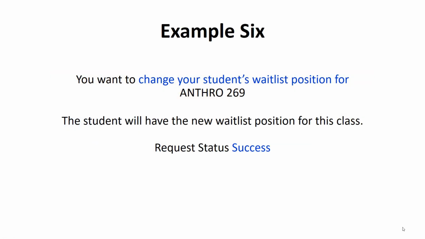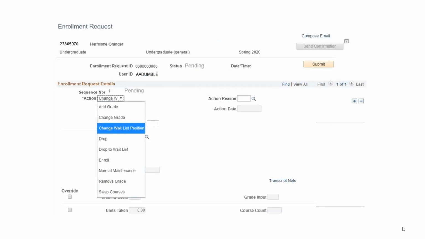Example 6. You want to change your student's waitlist position for Anthro 269. The result will be that our student will have a new waitlist position for the class. The enrollment request status will be success. For this example, let's suppose that we put our student on the waitlist a few days ago, and now we wish to change our waitlist position, so we will create a brand new enrollment request.